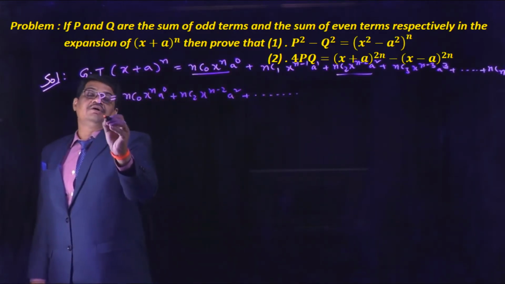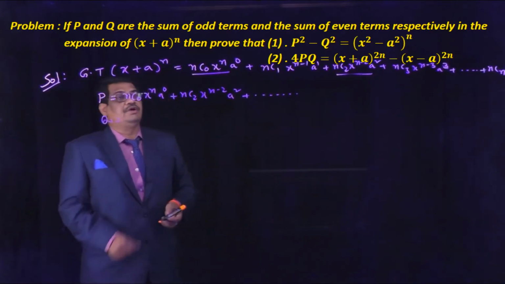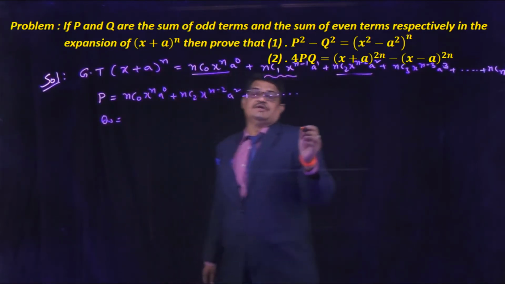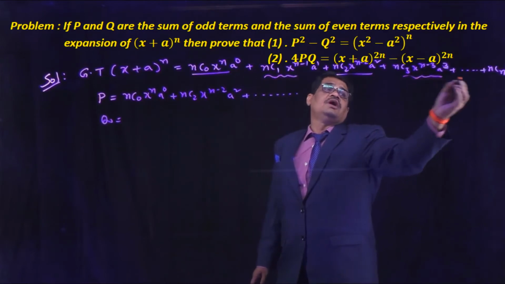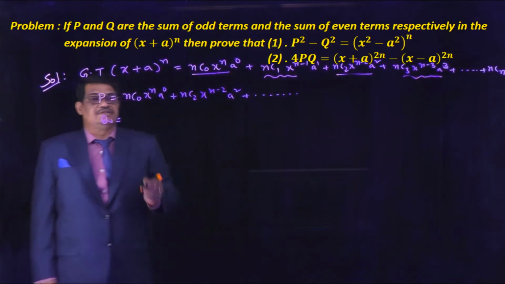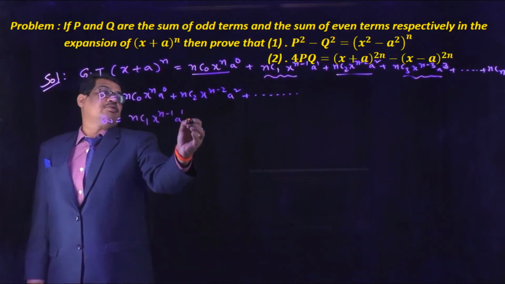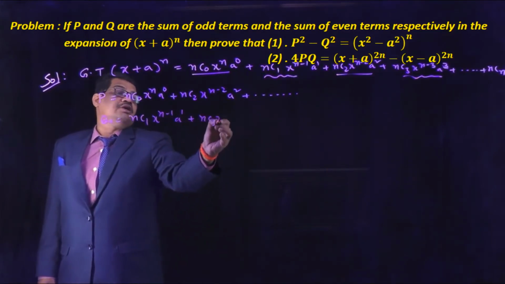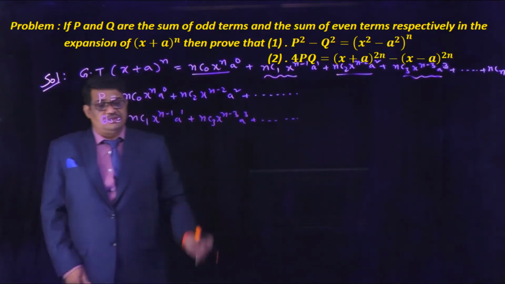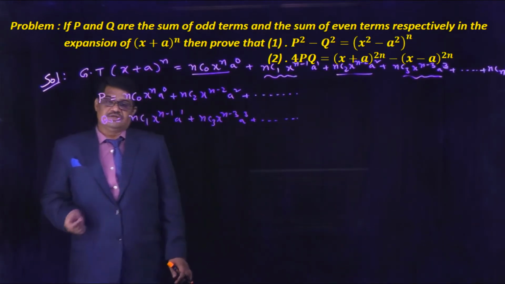Okay, and what is Q? Q is the even terms. What are the even terms? That is the second term, fourth term and sixth term, and so on. Now we are writing the even terms. That is nC1 x^(n−1) a^1 plus nC3 x^(n−3) a³, and so on. These are the sum of the even terms and the sum of the odd terms. That is P and Q.